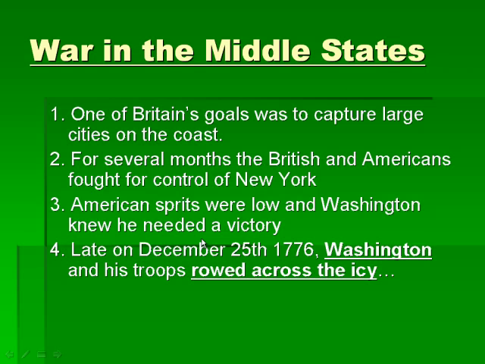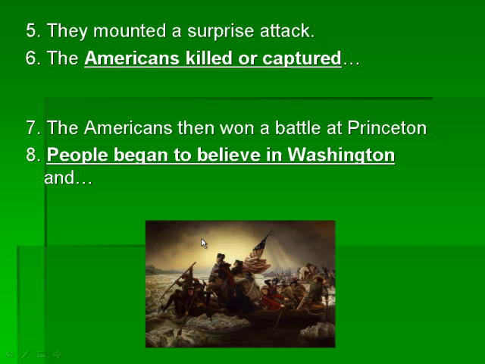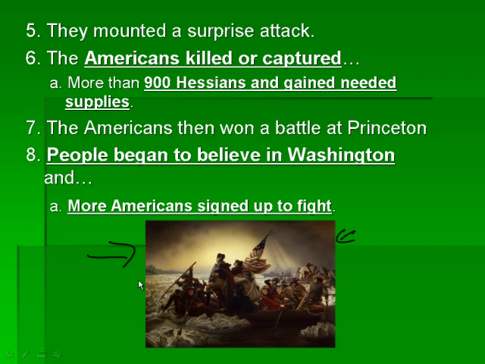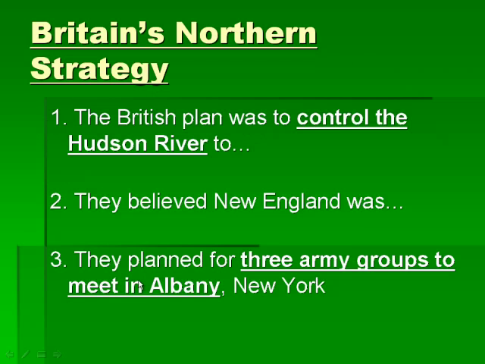Late on December 25th, 1776, Washington and his troops rode across the icy Delaware to New Jersey. This is that famous picture down here of George Washington crossing the Delaware River. They mounted a surprise attack on the British troops that were staying across the Delaware River, and they killed or captured more than 900 of those Hessian mercenaries that were fighting for the British, and gained a lot of needed supplies. They then march to Princeton and win another battle there. With these battles, people start to believe in Washington, and more Americans start to sign up to fight in the Continental Army. So we have some momentum here. Things are going a little bit better for us.